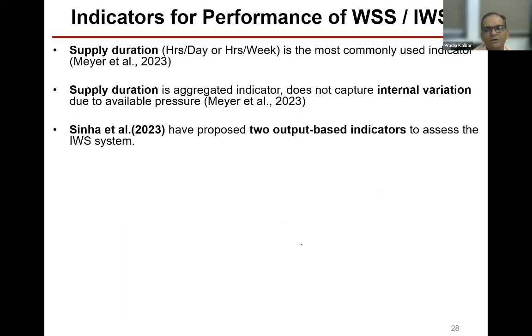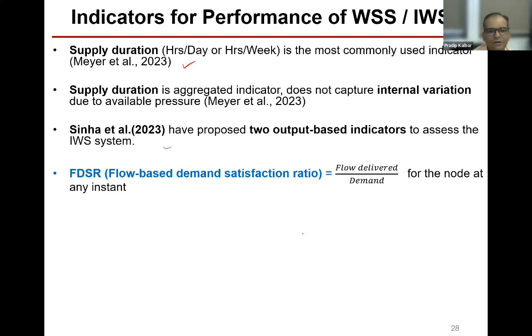Based on that, we have first of all proposed performance indicators, because what people typically talk about is residual pressure or supply duration, but those are not sufficient to understand IWS behavior and performance. Supply duration is one of the criteria, but it does not capture the internal variation. So our work has proposed two output-based indicators. One is flow-based demand satisfaction: what is the flow delivered and what is the demand.